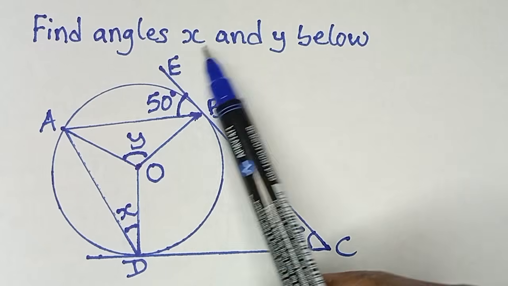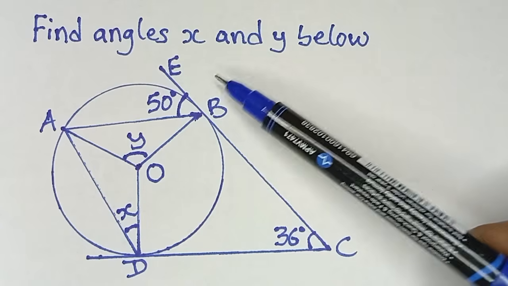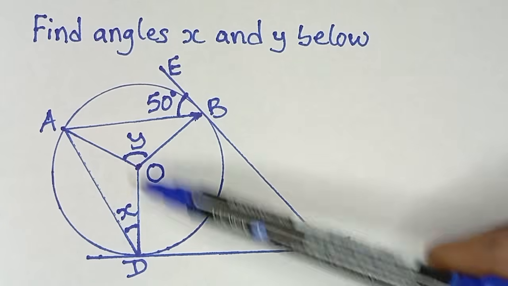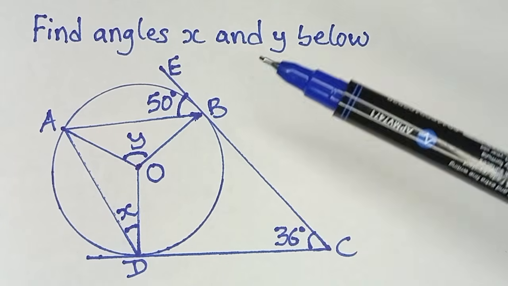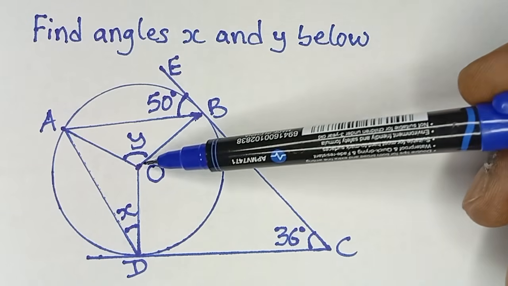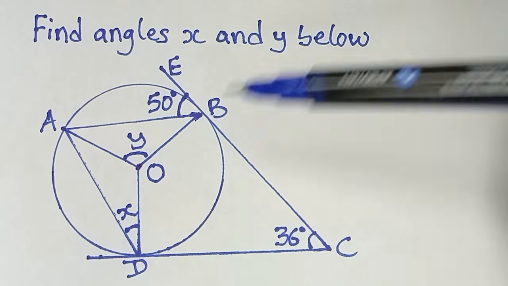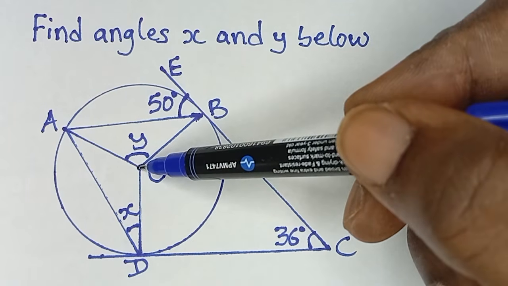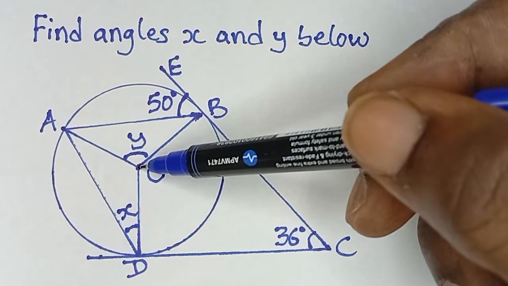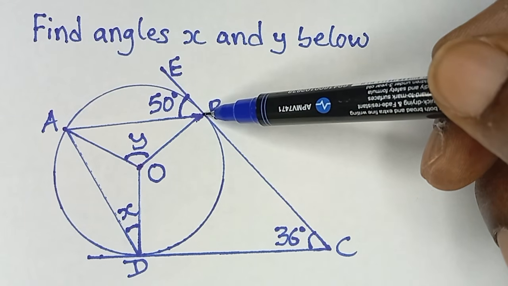Find angles X and Y below. Now, for us to find these two angles in this circle geometry, we simply can start from this straight line here. This is the radius of the circle. A line from the center of the circle to the circumference is a radius.